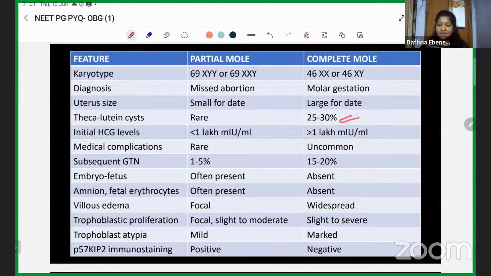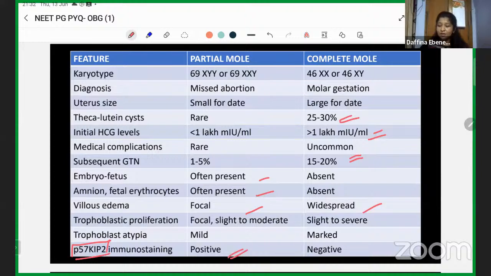Initial HCG levels will be more than 1 lakh in complete mole. Subsequent gestational trophoblastic neoplasia can occur in complete mole. Embryo, fetal parts, fetal erythrocytes, all these can be present in partial mole. There is focal villus edema in partial mole and widespread villus edema in complete mole. Trophoblastic proliferation is marked, trophoblastic atypia is marked, everything in complete mole. And there is one cytochemistry that you can do. P57KIP2 staining, which is positive in partial mole and negative in complete mole.